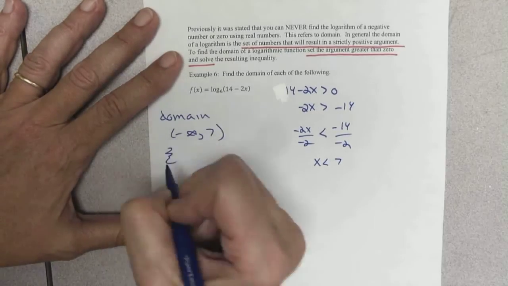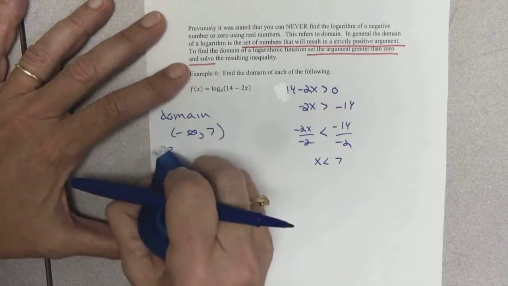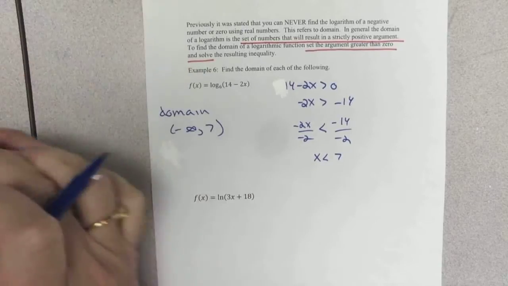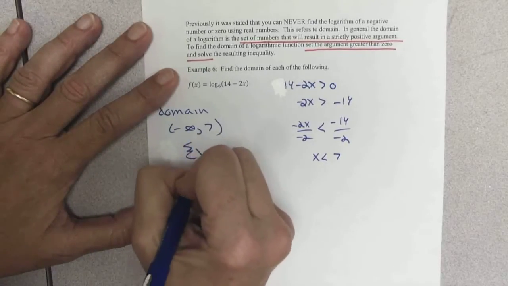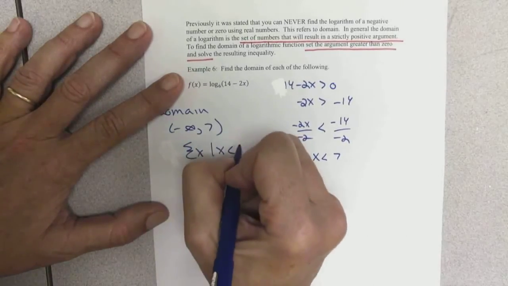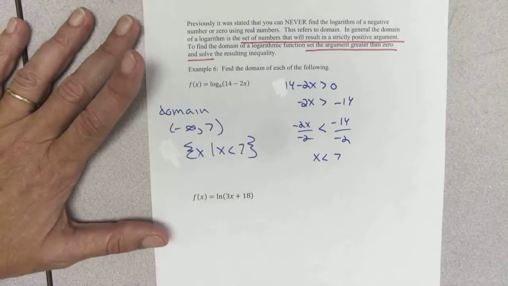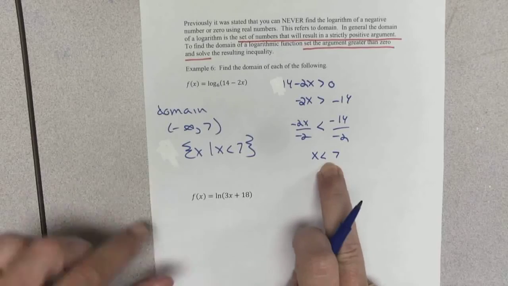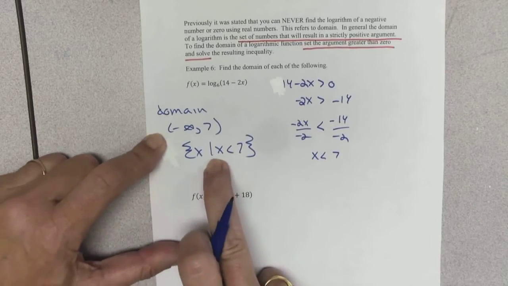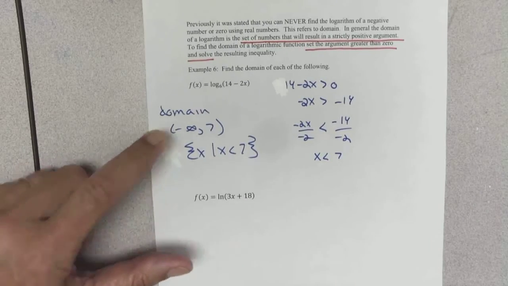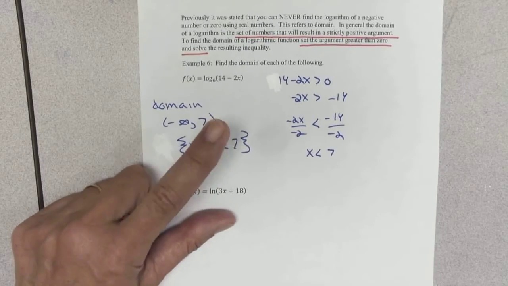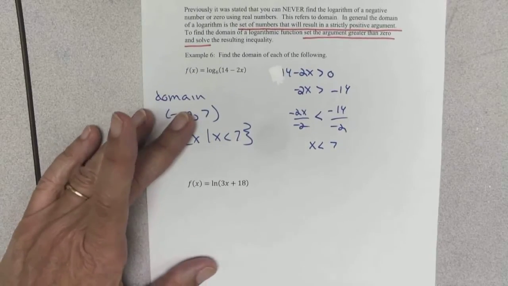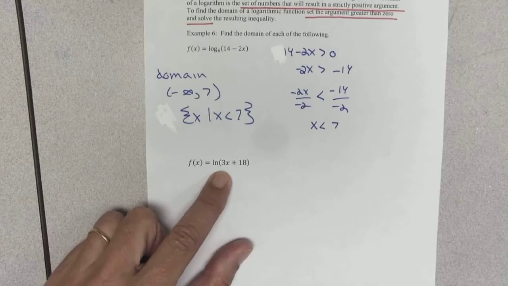If they wanted the set builder notation, that'd be the set of all x such that x is less than 7. If it's a test that I'm grading, that's a good enough answer there. If it's some sort of computer thing, the computer's probably going to want one of those two things. But strictly less than, so it has to be a parenthesis. Nothing special about this one.